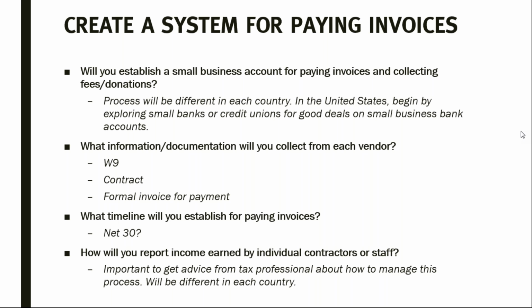And then, how will you report income earned by individual contractors or staff? So it's likely that you're going to be working with teachers, performers, photographers, videographers, sound people, whatever it may be, who are not full-time staff for you, right? They're coming in for some portion of the week or some one-time event. But in the United States, for example, if they earn more than $600, you're required to report the money that they earn. So you want to get advice from a tax professional about how you will report this income and the best practice for doing that.